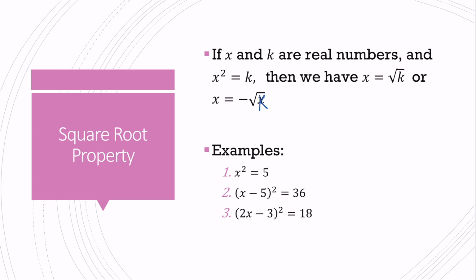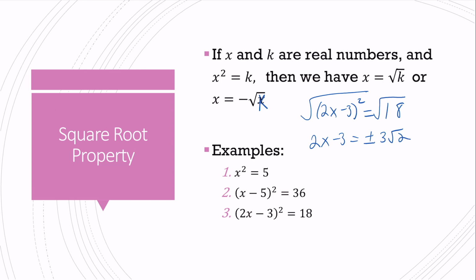One last example, I've got 2x minus 3 squared is 18. I take the square root of both sides. I get 2x minus 3 is plus or minus the square root of 18, which is 3 root 2. I could break it up into 2 or I could leave it as is. I can add 3 to both sides. 2x equals 3 plus or minus 3 root 2. I divide both sides by 2. X equals 3 plus or minus 3 root 2 over 2.